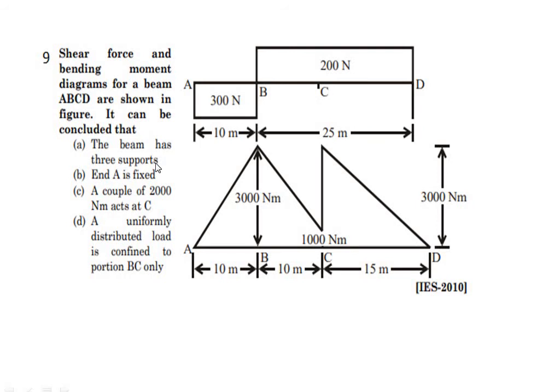So you cannot take it as option A, right? Then you have to say end A is fixed. So if end A is fixed, let's check with option B. If end A is fixed, a fixed support provides both the reaction force as well as the reaction moment, right? So if there is a moment, there will be a sudden dip in the bending moment diagram.